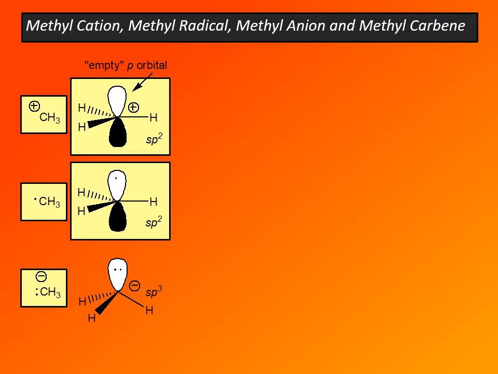Finally, methyl anion is a little bit different from the previous two species in that it is sp3 hybridized. And being sp3 hybridized, it has trigonal pyramidal geometry. Note that the free electron pair does not count when we look at geometry of a species, in this case ion. We are only looking at positions of atoms. And looking at positions of atoms, this is trigonal pyramidal geometry.